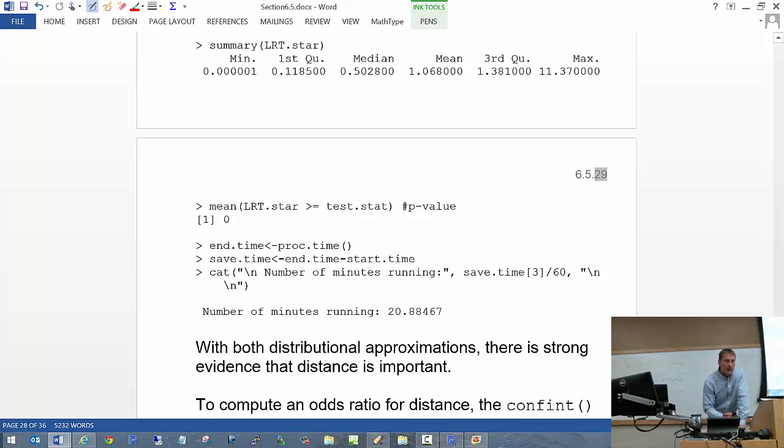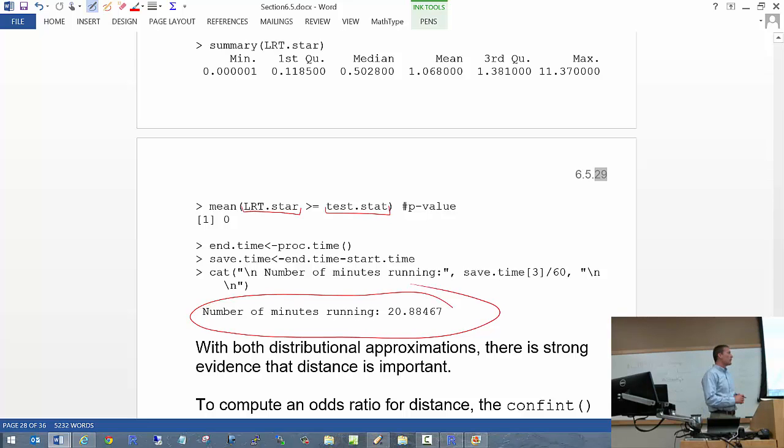To find the p-value, I take my vector of all my lrt.stars. There are 2,000 things in there. I look at how many are greater than the original test statistic value, and I want a proportion. In other words, I want a mean of the ones and zeros created by asking whether lrt.star is greater than the test statistic, and I get a p-value of 0, indicating again strong evidence against the null hypothesis. How long did this take me? This was on my Surface, about 21 minutes. So you can see it takes a lot longer than simply using a chi-square 1 approximation. It's just the way it is.